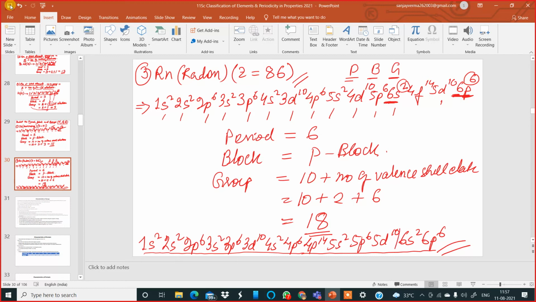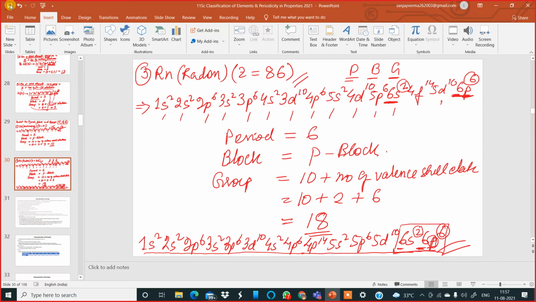Here you can locate directly which is the valence shell. The valence shell's principal quantum number is 6. Are you getting it? And the period is 6. Block is P. And the group is 10 plus 2 plus 6 electrons. So this method is also correct. If you do this method in the examination, it is also correct. Did you understand, my dear boys?